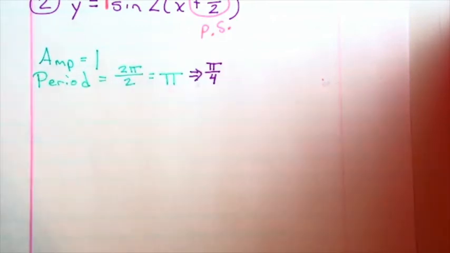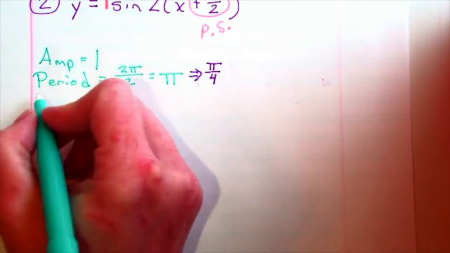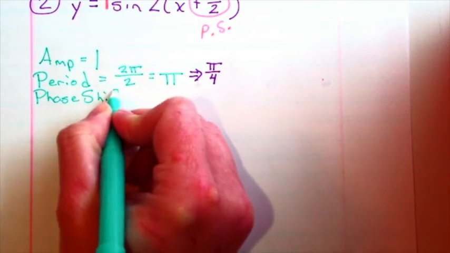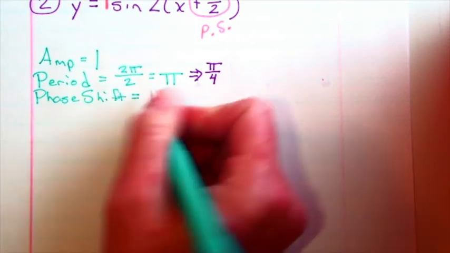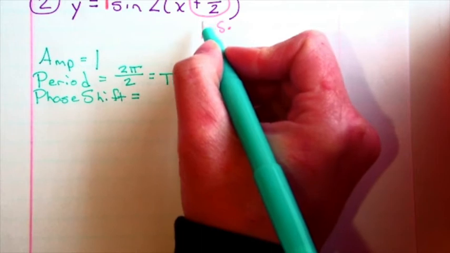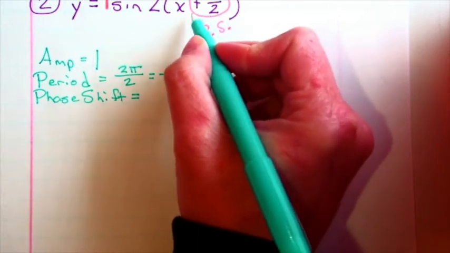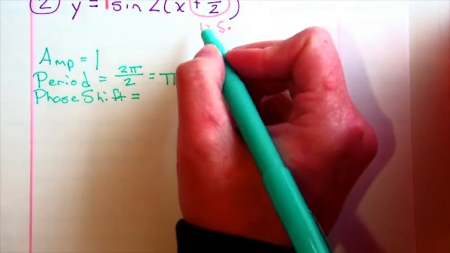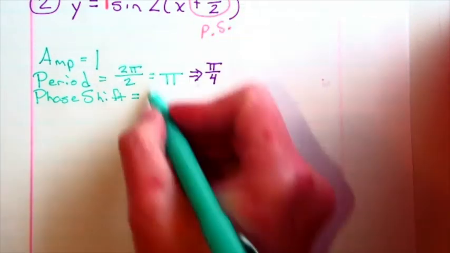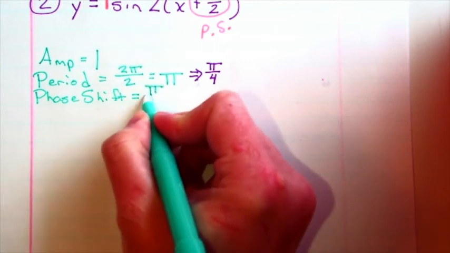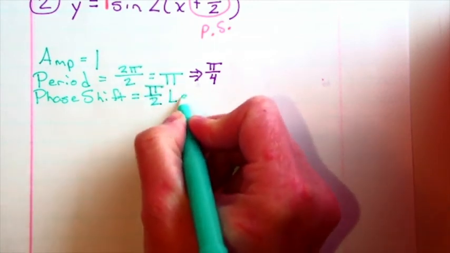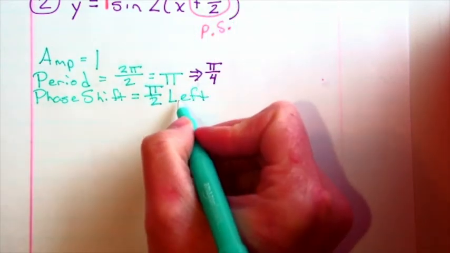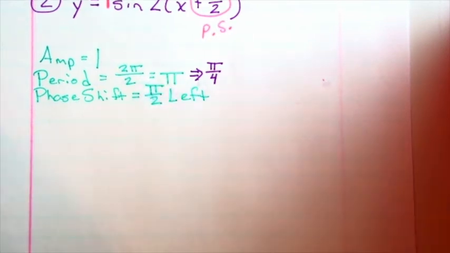And then we've got to add in our phase shift. Just like we talked about in the last part, if we add pi over 2 on the inside, it's a horizontal shift, and it's going to be in the opposite direction that we expect. So we're going to shift this pi over 2 units to the left. So it's a plus pi over 2, and we're going to shift it to the left. So let's draw an example.